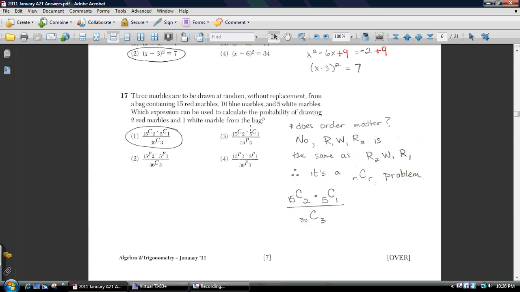Probability, right? 3 marbles are to be drawn at random without replacement from a bag containing 15 marbles, 10 blue marbles, and 5 white marbles. So I got 30 altogether. Which expression can be used to calculate the probability of drawing 2 red marbles and 1 white marble from the bag?